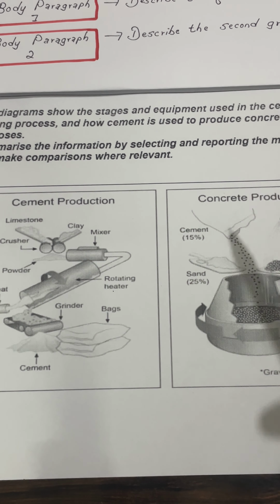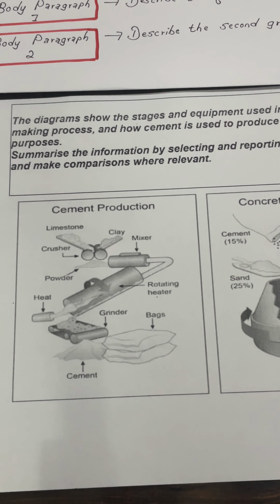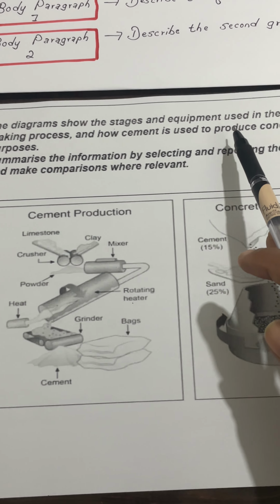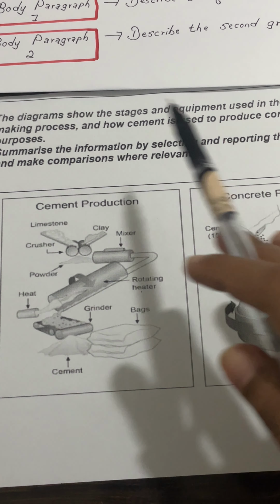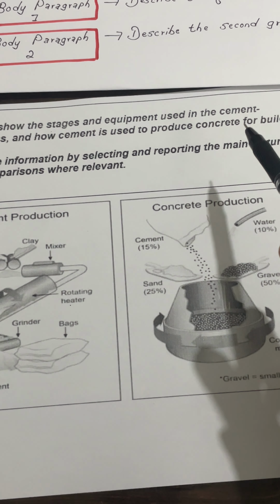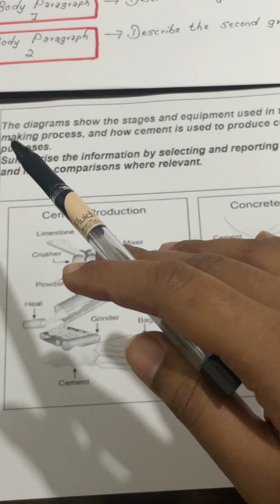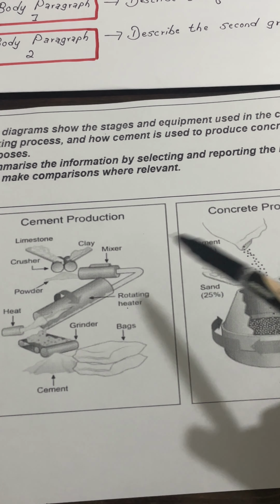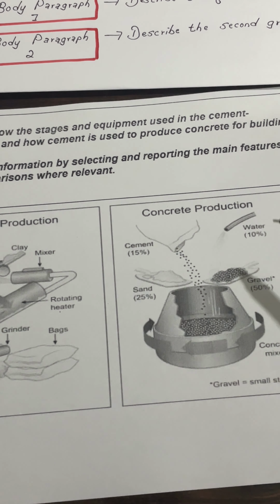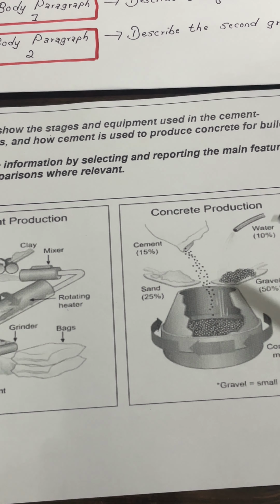Here you can see a question. It says the diagrams show the stages and equipment used in the cement making process and how cement is used to produce concrete for building purposes. In the first picture you can see cement production, and in the second picture you can see concrete production.